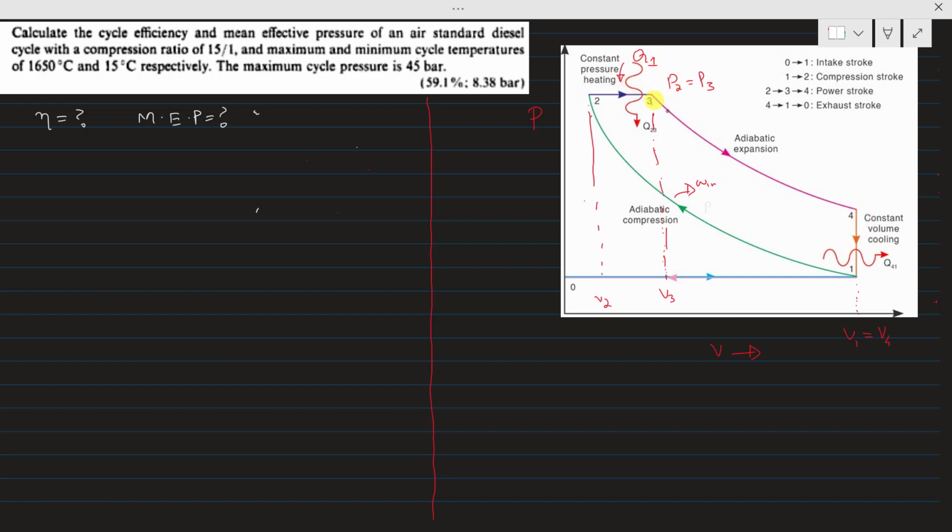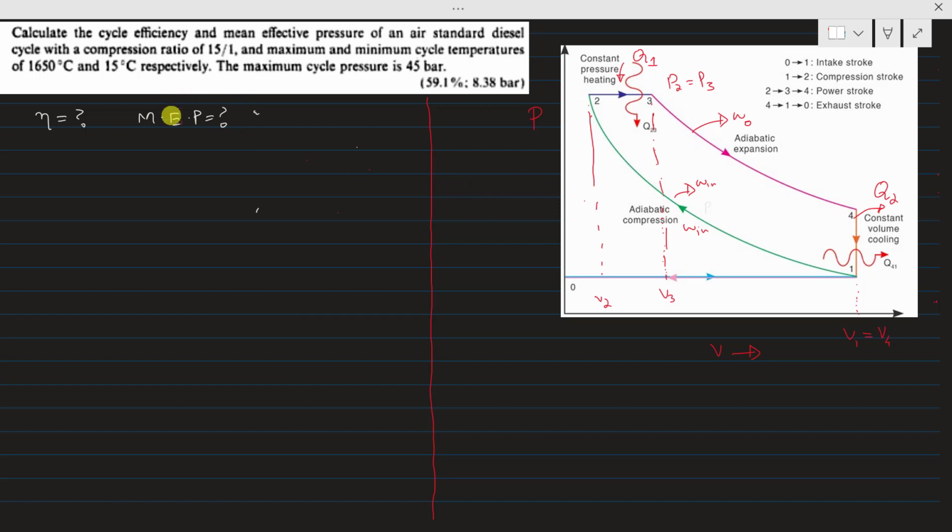Process 3 to 4 is the expansion, and here is the constant volume cooling, so heat rejection takes place. That is Q2. The pressure in process 2 to 3 is constant, that is P2 is equal to P3, and the volume at point 2 is V2, and the volume at point 3 is V3. The volume at point 4 and point 1 is the same. So here I have written this.